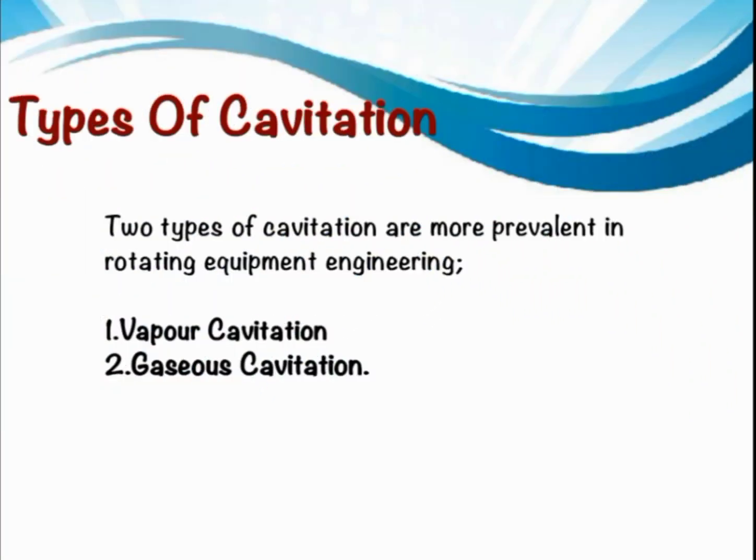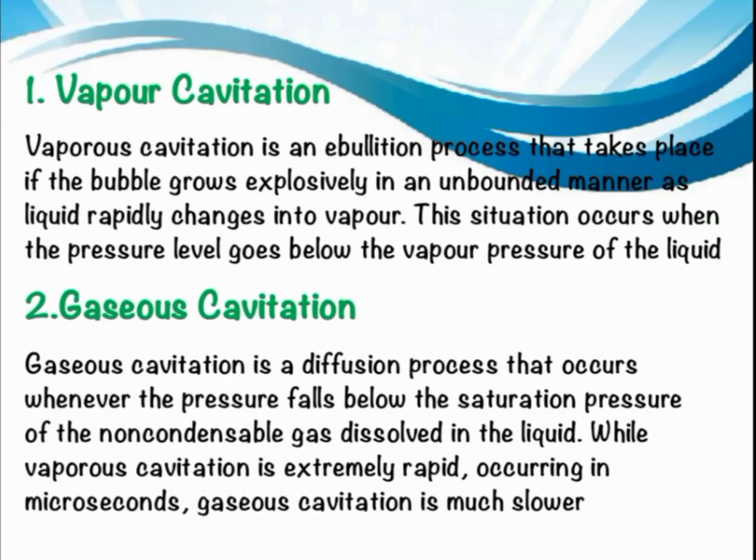There are two types of cavitation: vapor cavitation and gaseous cavitation. Let's see the types of cavitation in detail. First, vapor cavitation. Vapor cavitation is an ebullition process that takes place if the bubble grows explosively in an unbounded manner as liquid rapidly changes into vapor. This situation occurs when the pressure level goes below the vapor pressure of the liquid.